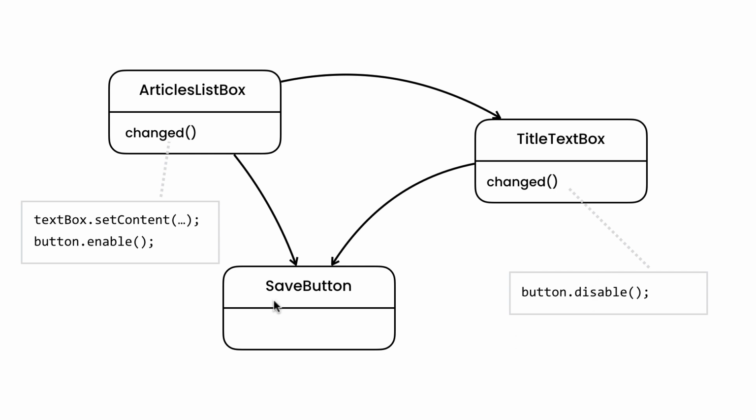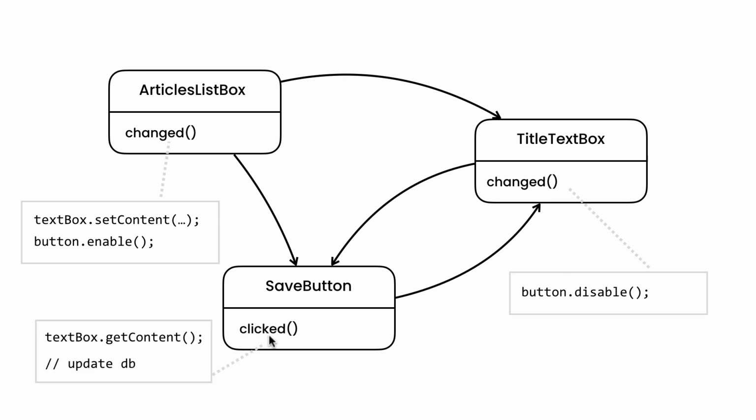Now, the save button needs to know about the title text box. Because when we click this button, we want to store the new title in the database. So over here, we can implement a method called clicked. In this method, we can have code like this. We get the content of the text box and then update the database. So here's one way to solve this problem using inheritance.